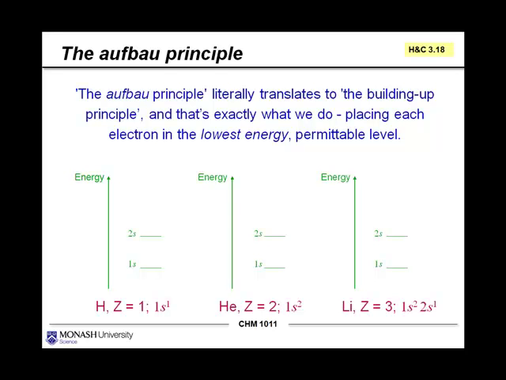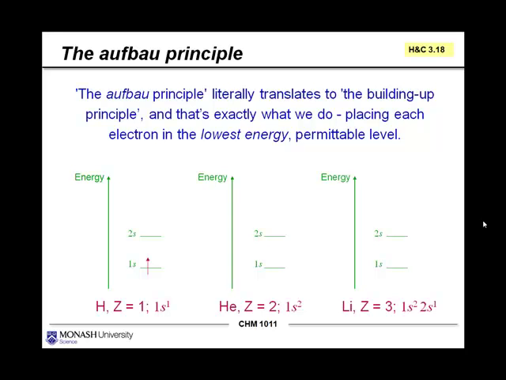The Aufbau principle, which literally translates to the building up principle, describes exactly what we do when we generate these electronic configurations. That is, we place each electron in the lowest energy permissible level. And so if you look at the first example, this is for hydrogen. We see that there is 1 electron in the 1s atomic orbital.